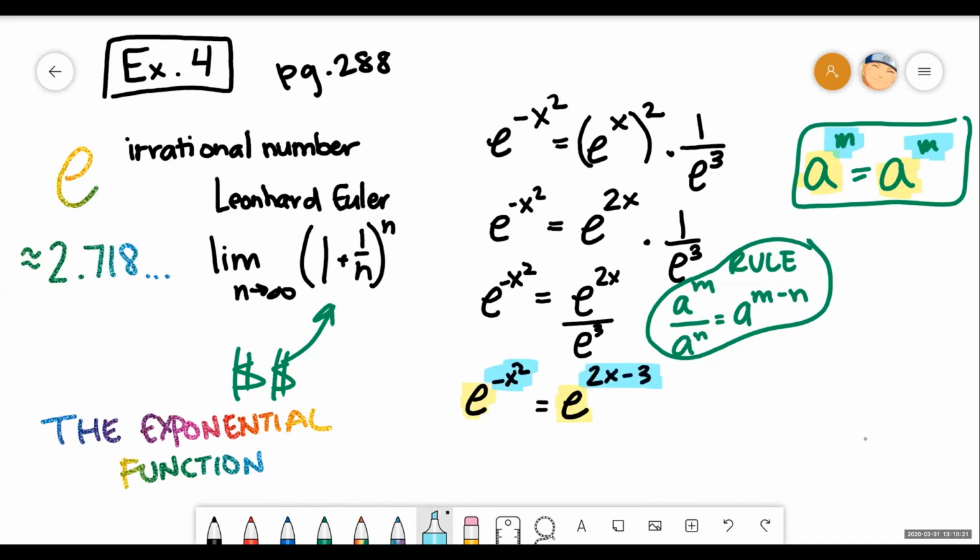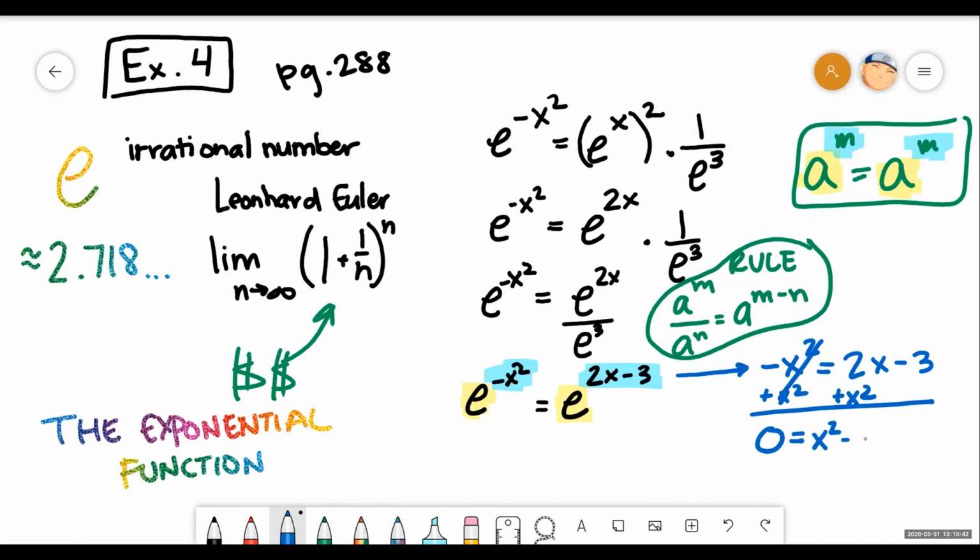Here are exponents. I'm going to drag this over here. Negative x squared equals 2x minus 3. I know how much you all love x squareds. 0 equals x squared plus 2x minus 3. Okay, which means you've got a quadratic. You guys love quadratic equations.